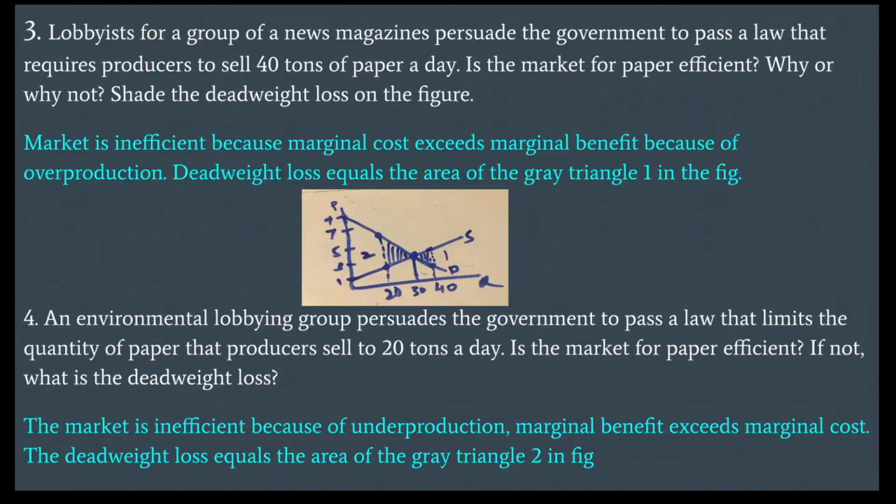The market is inefficient because of underproduction. Marginal benefit exceeds marginal cost. The deadweight loss equals the area of the gray triangle 2 in the figure.